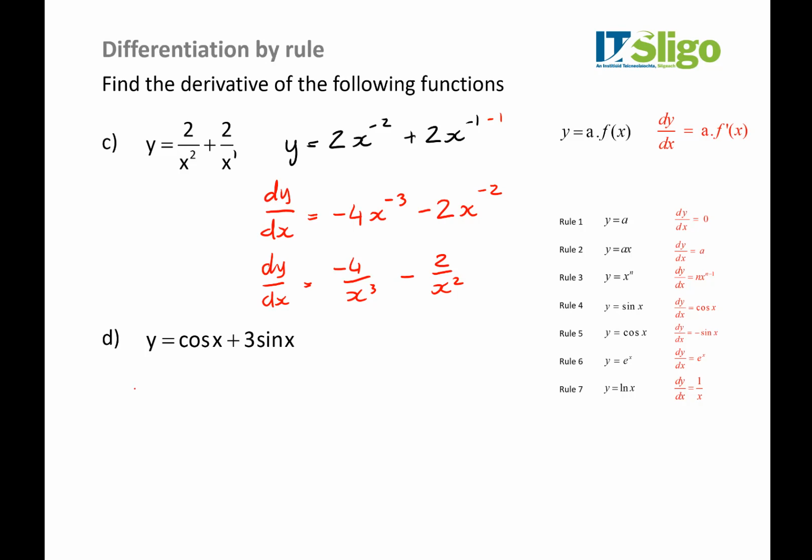This one is fairly straightforward. I don't need to adjust it. dy/dx: the derivative of cos x is minus sin x. Now the 3 stays there, and then the derivative of sin x is just cos x. So like I said, once you get used to them, it can be a very quick process.